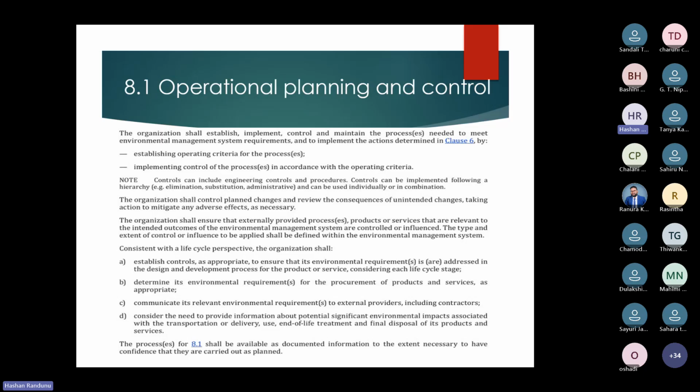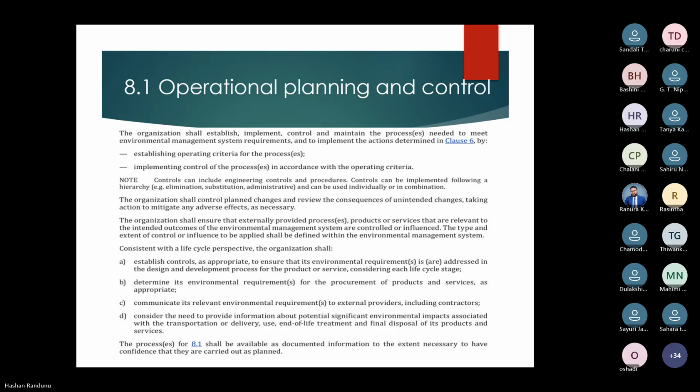But you need to integrate those actions with your business process. Otherwise, those actions would not be sustained. And you should have controls for those actions as well. In this clause number 8.1, we talk about these controls. So how do we implement controls? There is a hierarchy of controls you can consider. The most effective way of controlling things is elimination. If you have a significant environmental aspect and there is a possibility to eliminate that aspect, then definitely you have to eliminate it.